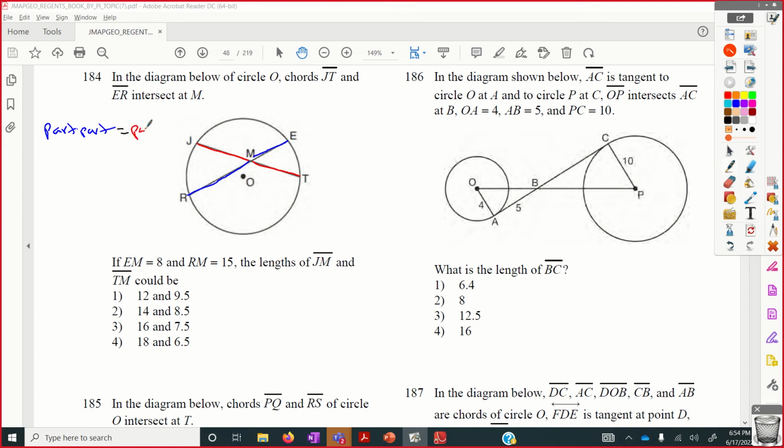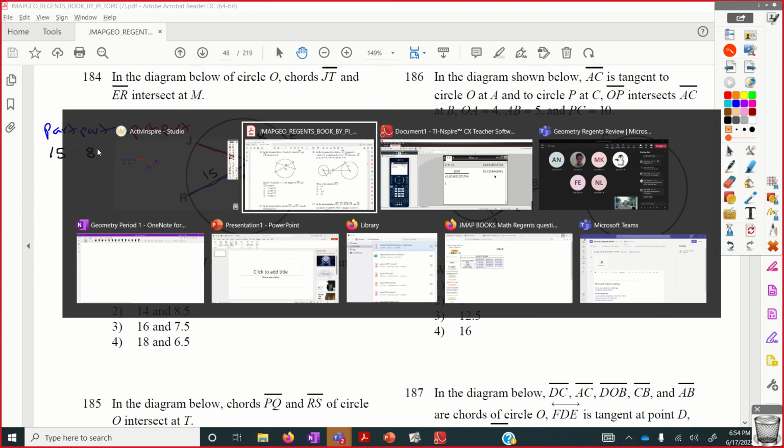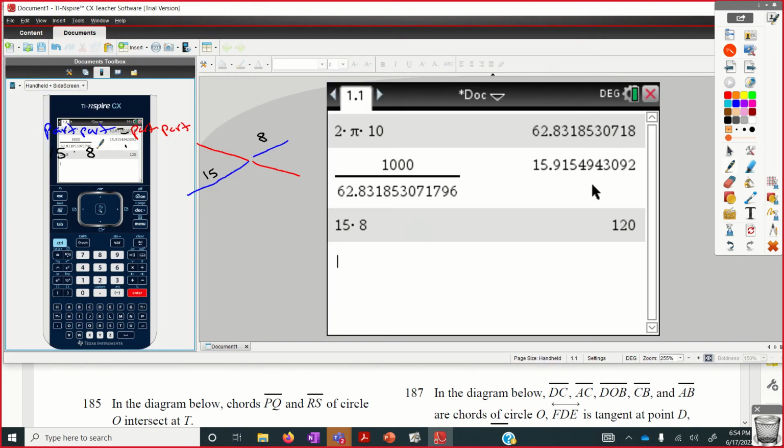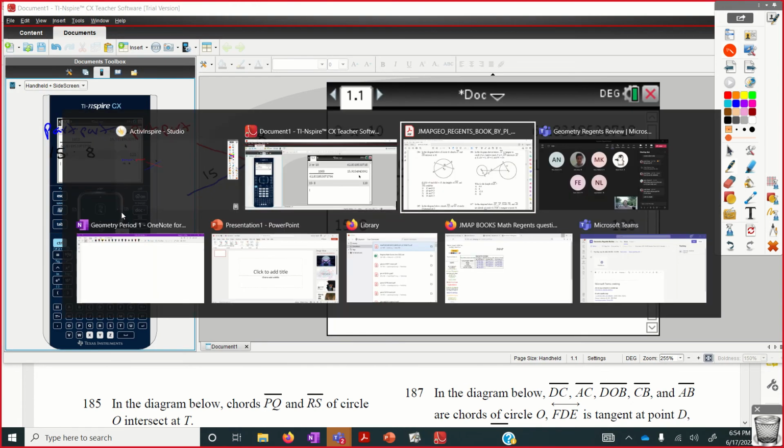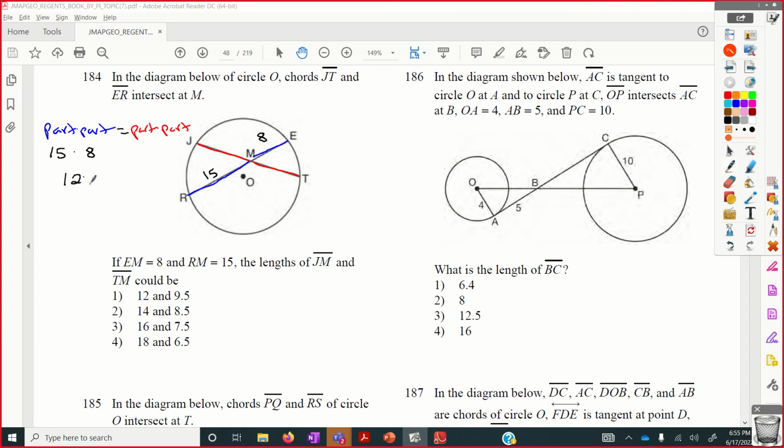So label, right? We know that EM is 8. We know that RM is 15. What could the lengths of the two sides be for these ones? We don't know, right? But we do know that if I do 15 times 8, according to the calculator, that has to give me 120. So which of these two products also gives me 120?